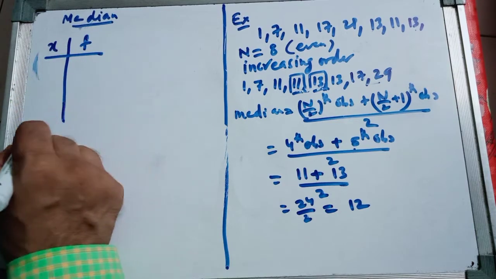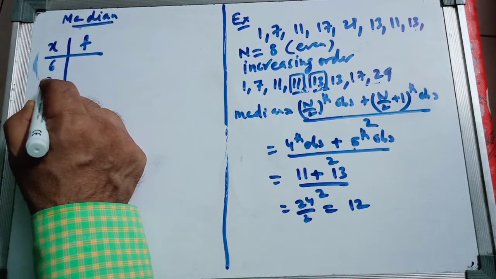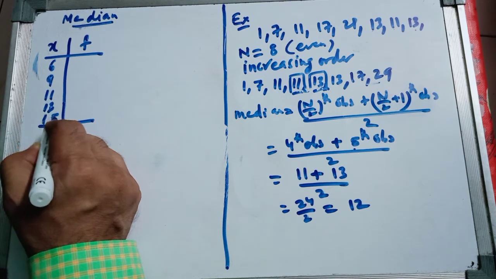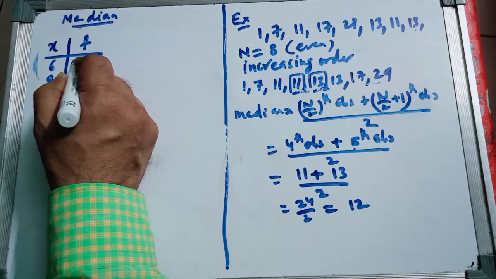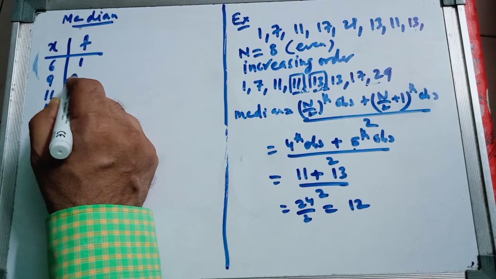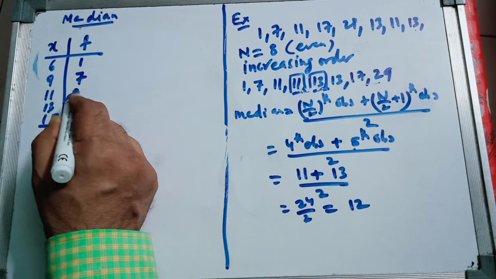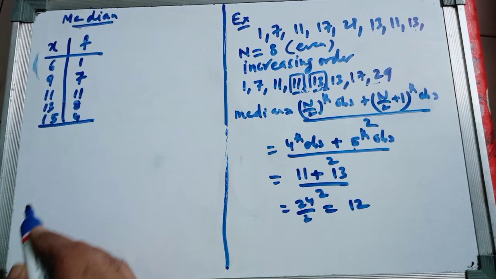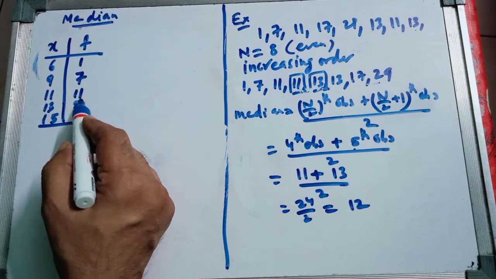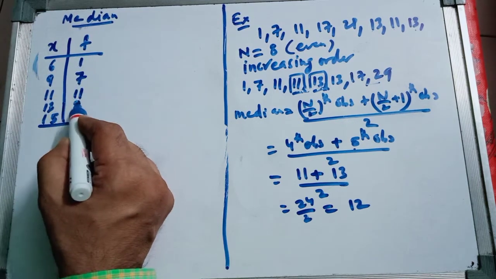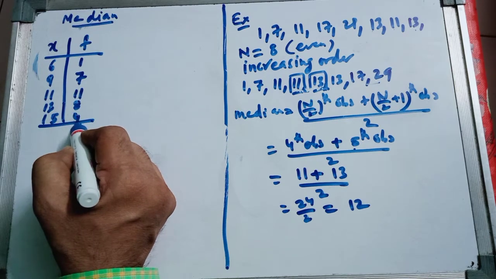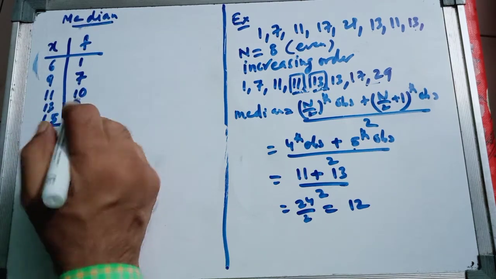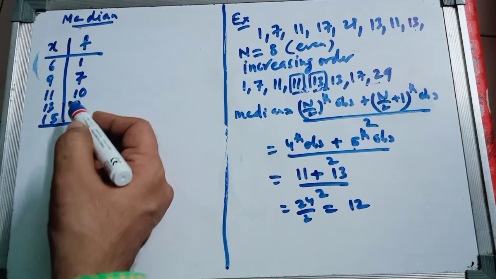Like this, if it is given, say 6, 9, 11, 13, 15, and their frequency is given as 1, then 7, 11, 8, 4. Let us see what is the total. 8 plus 8, 16. 16 plus 4, 20. Okay, let us make it 10. This is 4. So 1, 7, 10, 8, 4.